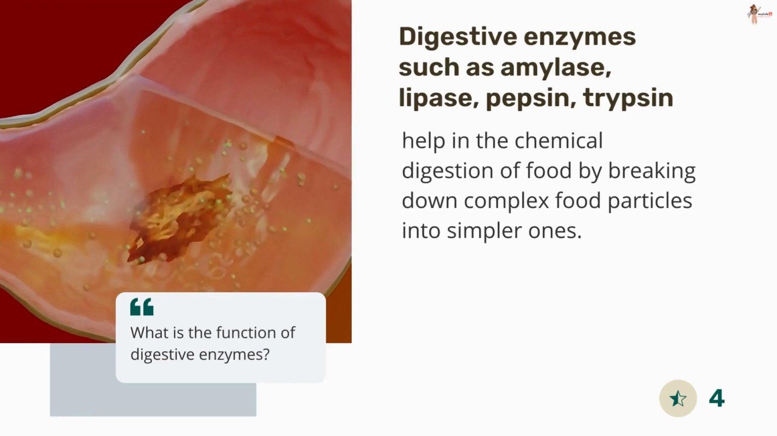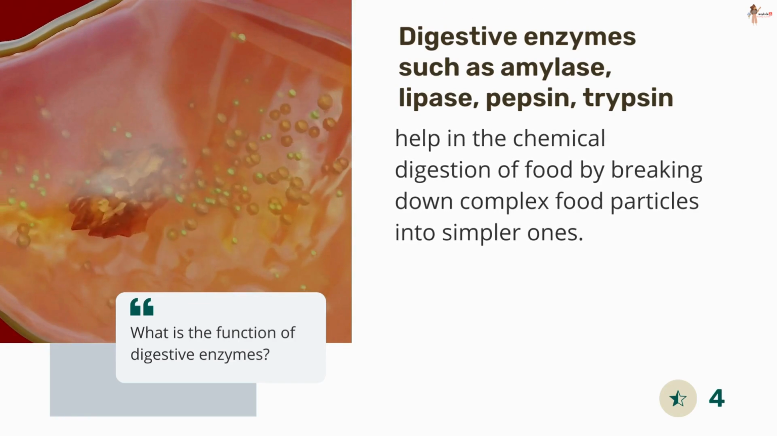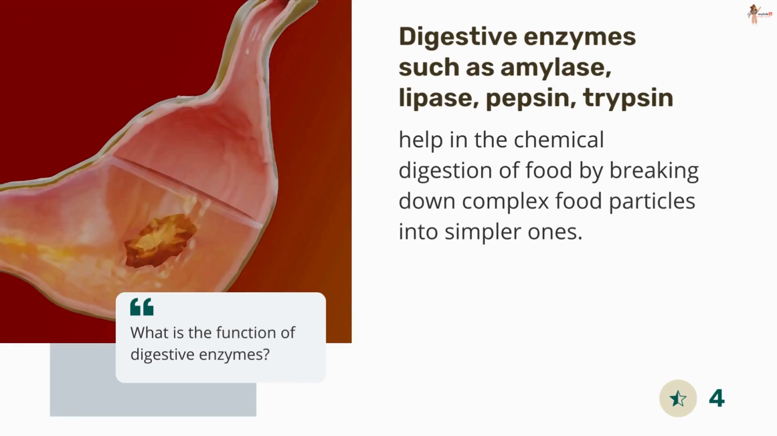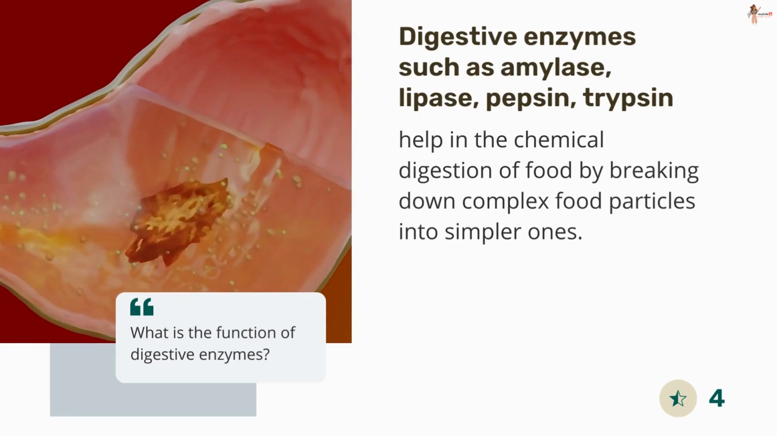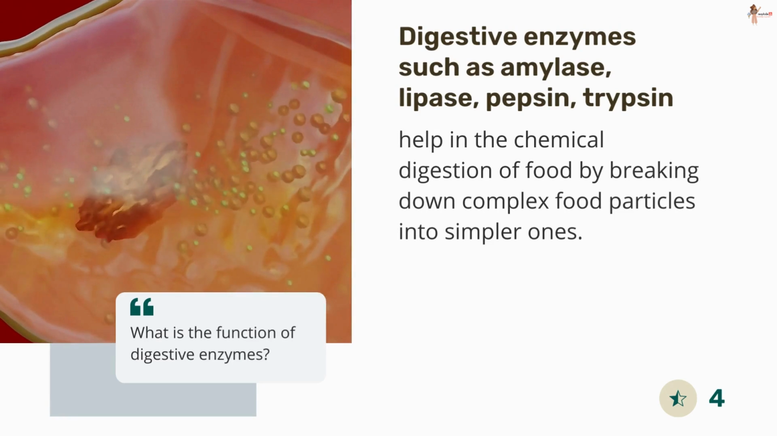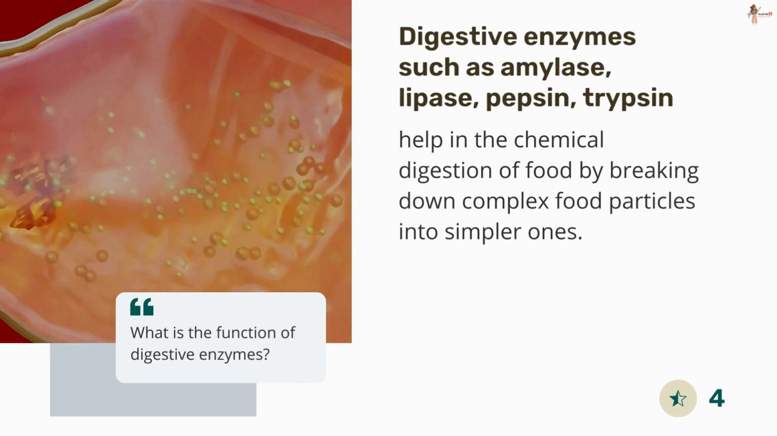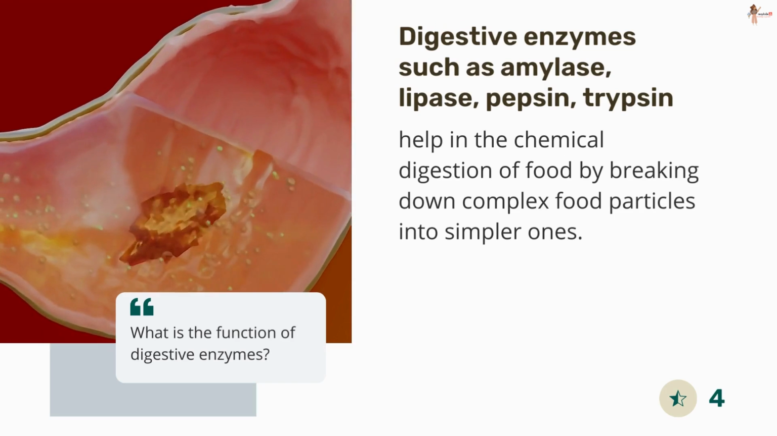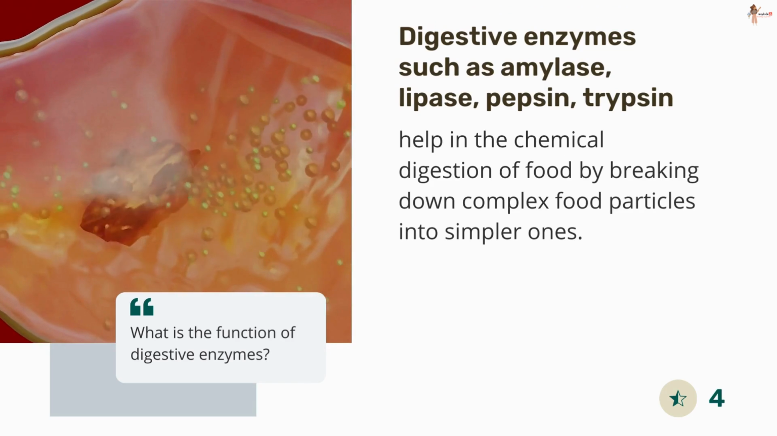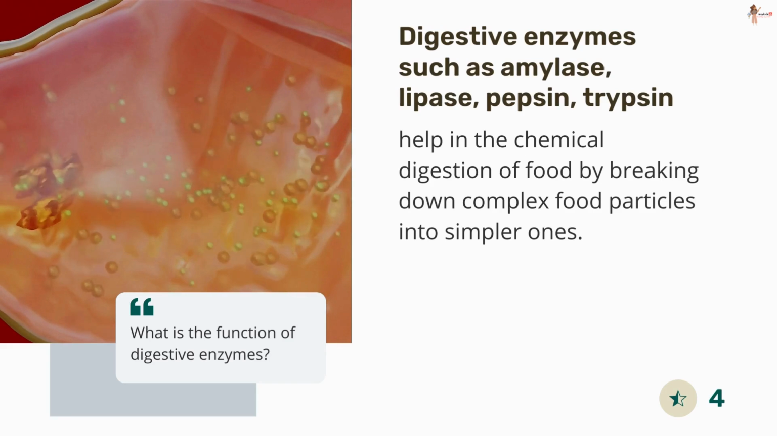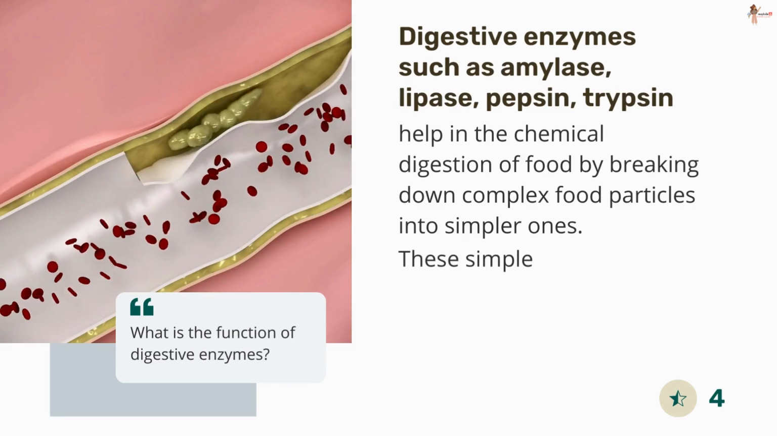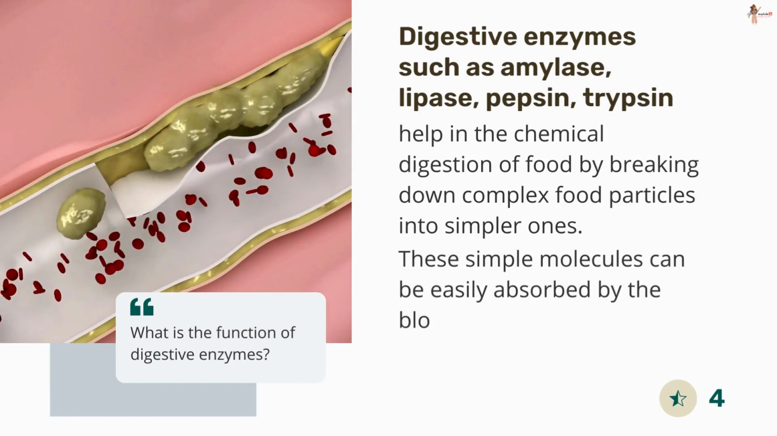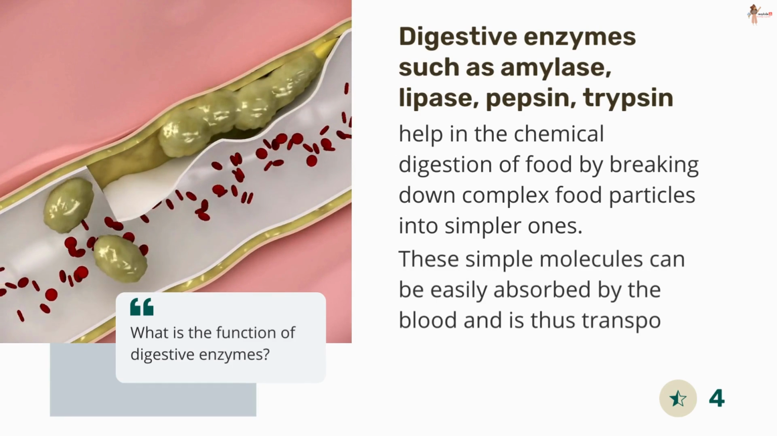The question was, what is the function of digestive enzymes? Digestive enzymes such as amylase, lipase, pepsin, trypsin, they all help in the chemical digestion of food by breaking down the complex food particles into simpler ones. These simple molecules can be easily absorbed by the blood and are thus transported to all the cells in the body.